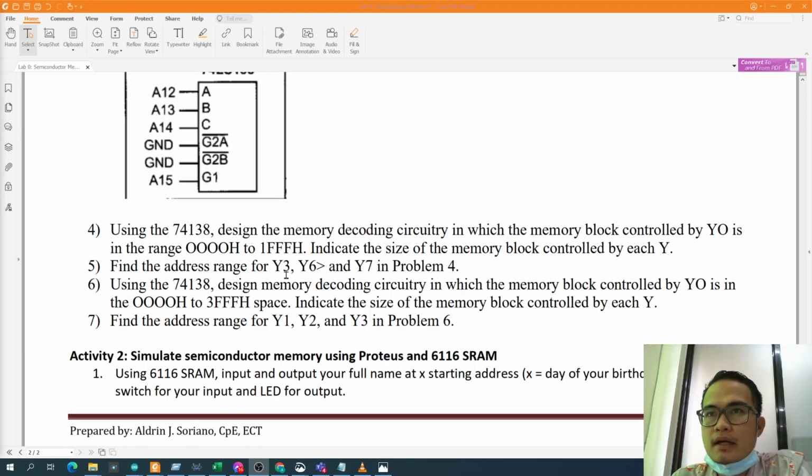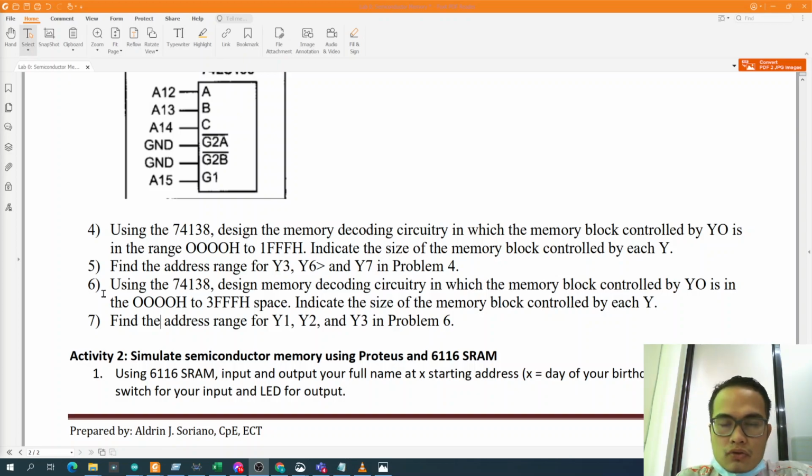Okay guys, so let us answer lab 0 activity number 4. Using the 74LS138, design the memory decoding circuitry in which the memory block controlled by Y0 is in the range of 000H to 1FFFH. Indicate the size of the memory block controlled by each Y.